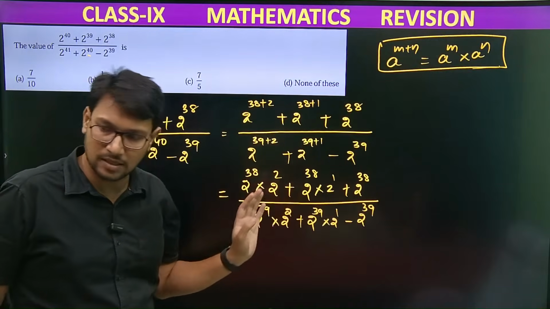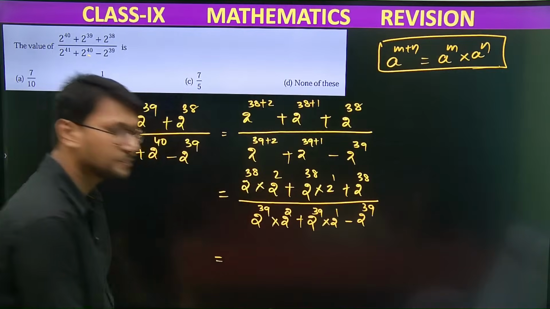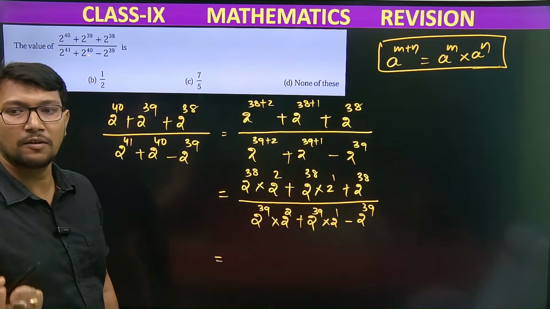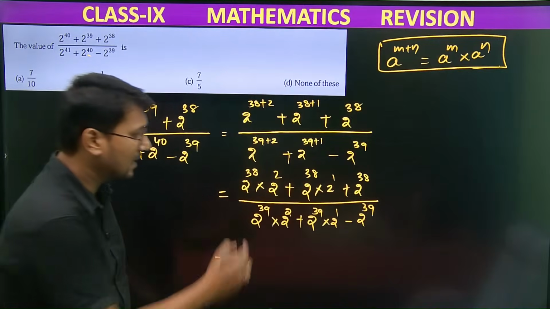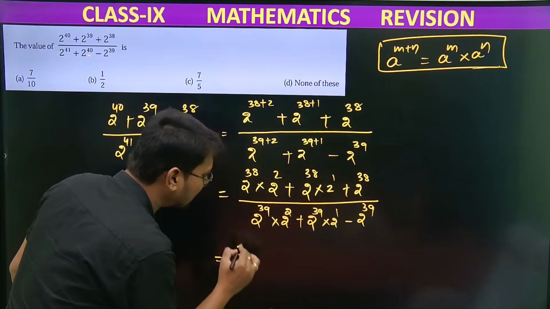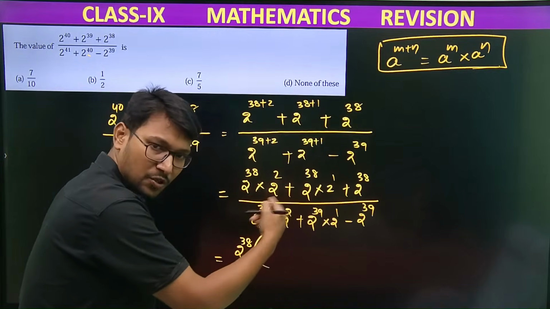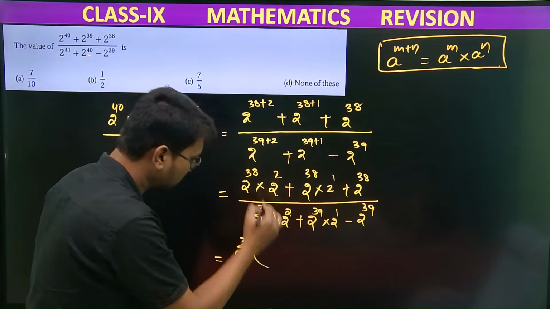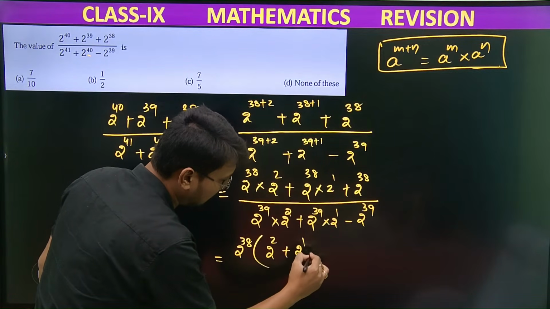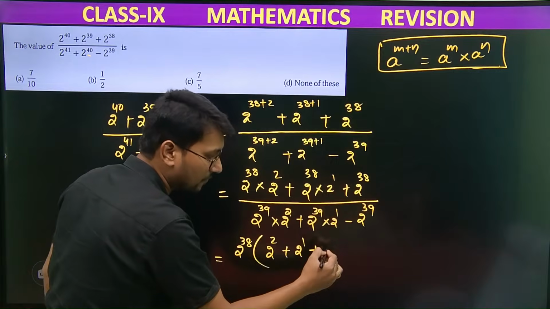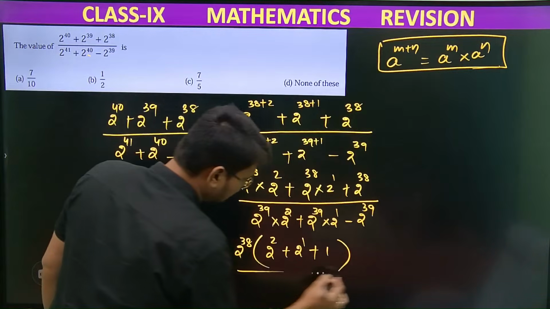Who is unable to understand? Tell me this much. Clear? Then what shall I do? What can I take out? Yes, common. What is common, children? In each term, 2 to the power 38 is common. 38 is common, yes or no? So what is left from the numerator? 2 to the power 2 plus 2 to the power 1, plus 38 we have taken, meaning 1 is left, 2 to the power 0, that is divided by.